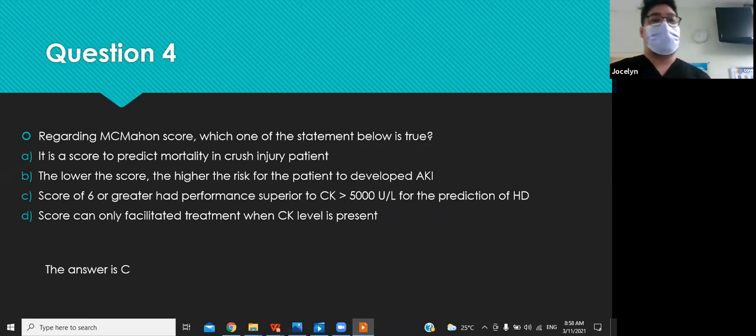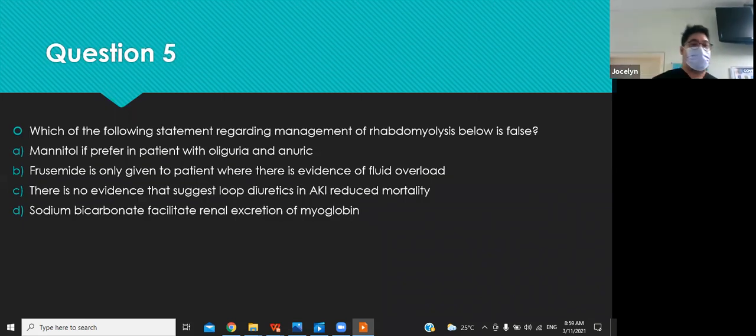So my last question, I open to the houseman. It's a very simple question. Which of the following statements regarding management of rhabdomyolysis below is false? Mannitol is preferred in patients with oliguria and anuria. So your answer is right. The answer is A.